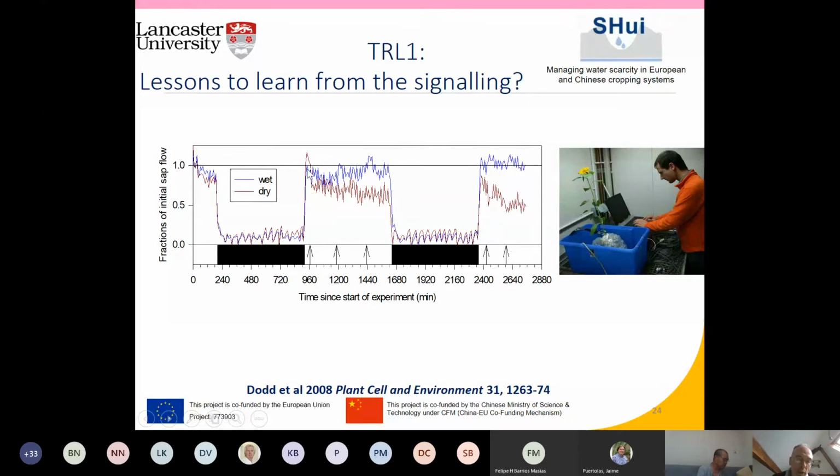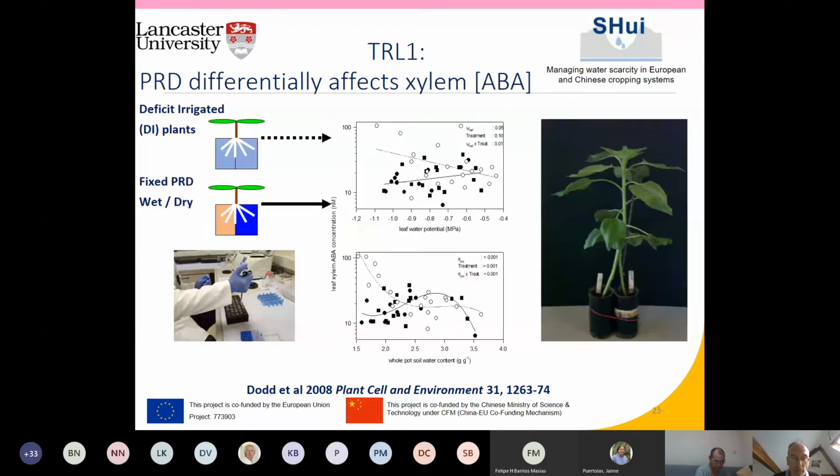For the root system that was in dry soil, you can see here that the sap flow declined over the period of the experiment. And at this point here, I ultimately harvested the plant to determine the levels of a putative signal, ABA, coming from different parts of the root system. So you can see here, this is one of these two-legged sunflower plants.